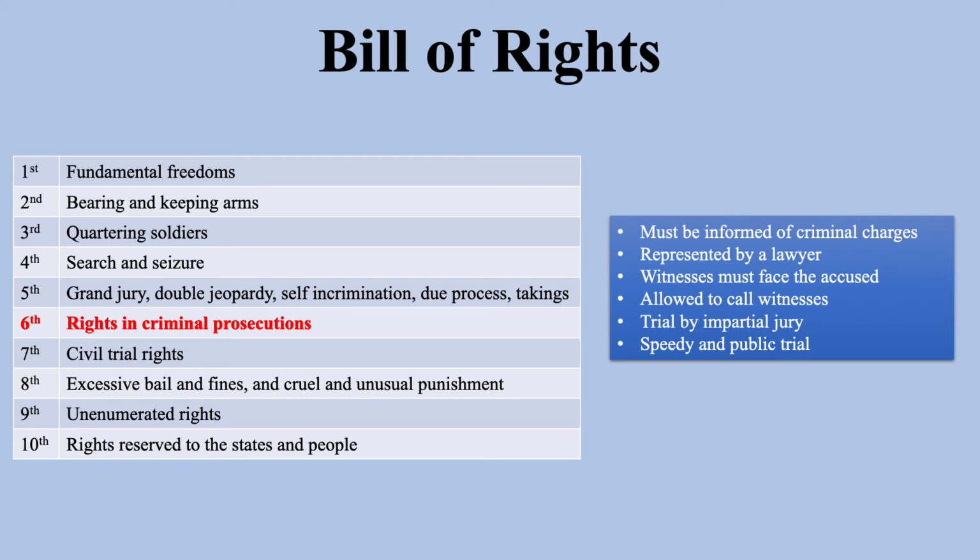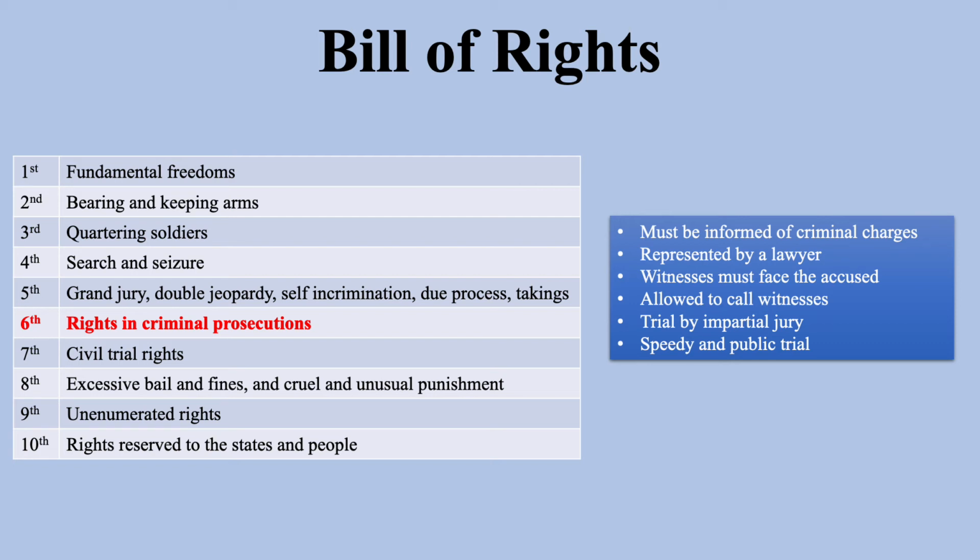The Sixth Amendment provides further protections to those accused of crimes, where the accused can, number one, be informed of criminal charges, 2, be represented by a lawyer, 3, require witnesses to publicly testify against them in court, 4, call their own witnesses, 5, have a trial by an impartial jury, and 6, have a speedy public trial.